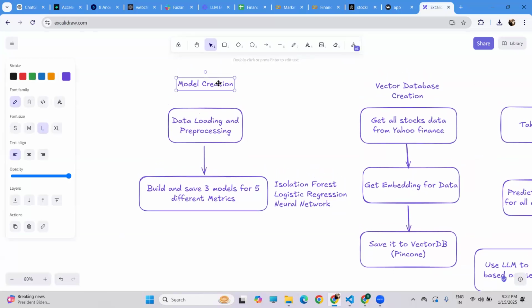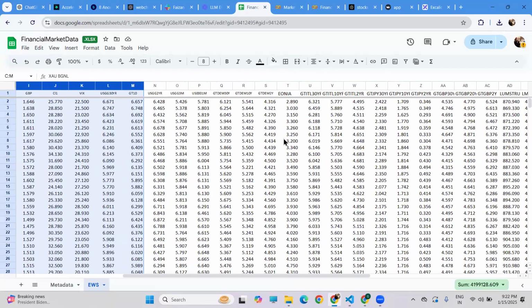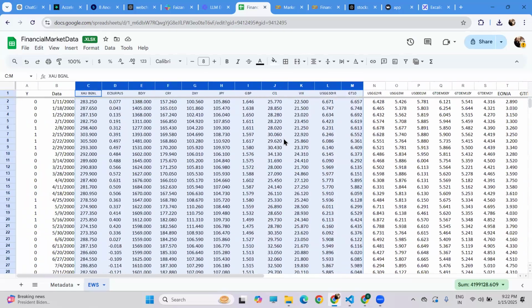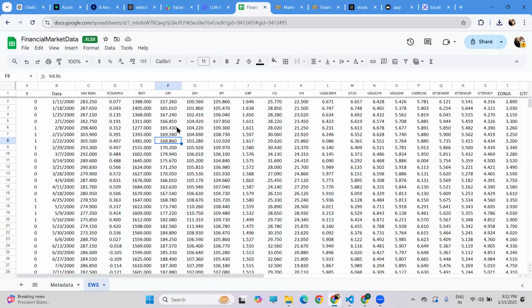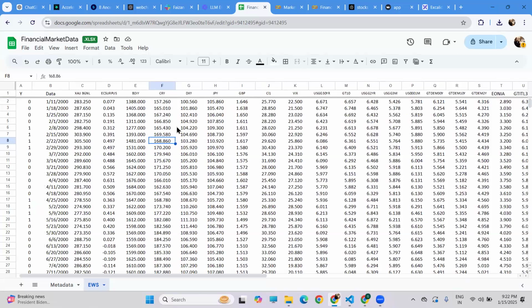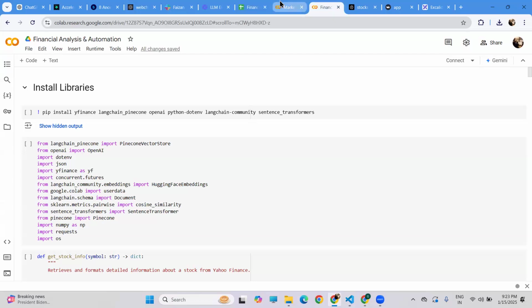So to create a model, first we load and pre-process the dataset. Then we build three models: isolation forest, logistic regression, and neural networks for 5 different metrics, because there are lots of features and we cannot just build a model on all features. It will give us poor performance. So we are going to use some metrics based on online research, and we will use different features for different metrics and build all three models.